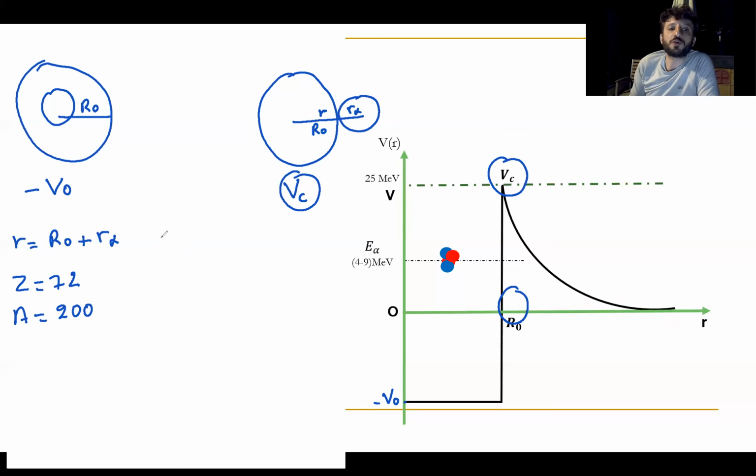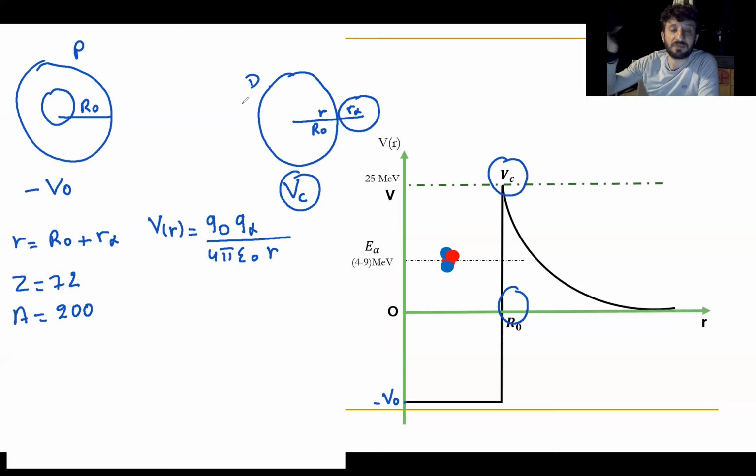In this case, we have V as a function of R in general equal to Q of the daughter nucleus times Q of the alpha particle divided by 4 pi epsilon 0 R. This one is a parent nucleus, and here we have the daughter after the escaping of the alpha particle. We get the daughter nucleus and the alpha particle.